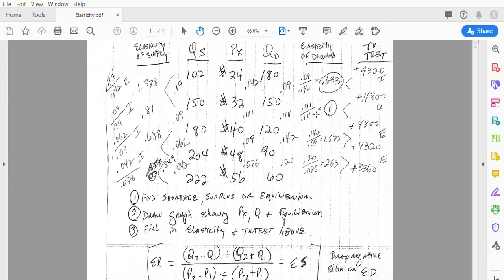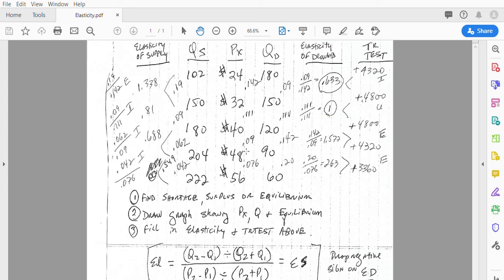When I go to the next level, I actually have an equal movement. 11.1% over 11.1%, which is unit elastic. You very rarely see this in the real world. It's more theoretical, but it's an exact movement. And notice I go from making 4,800 to the same 4,800. My changing price did not affect my revenue.